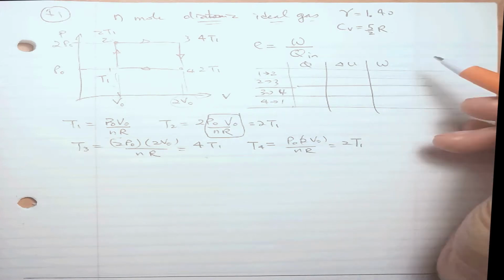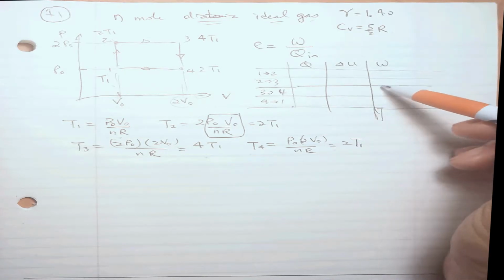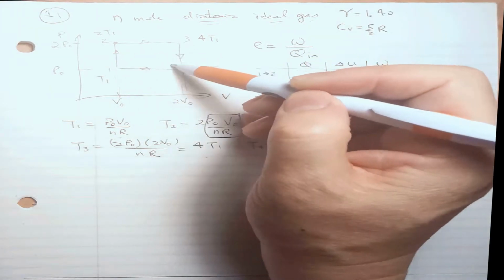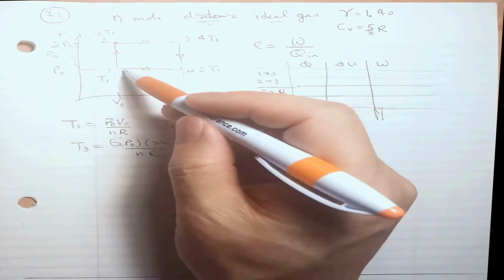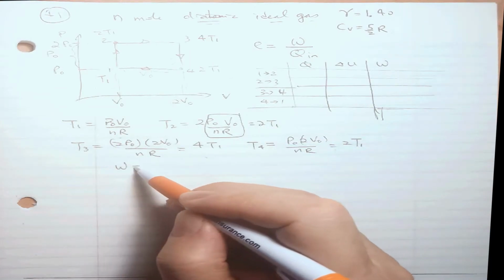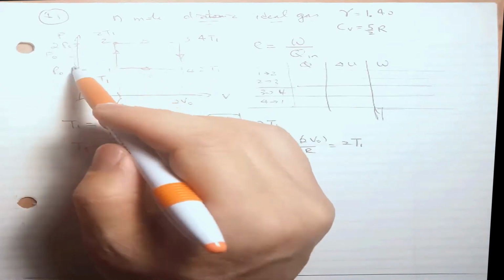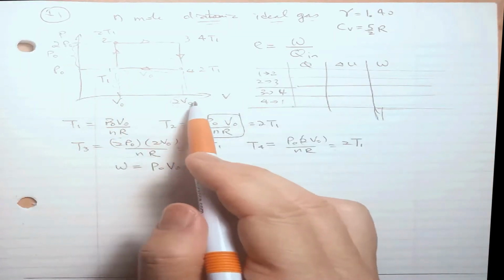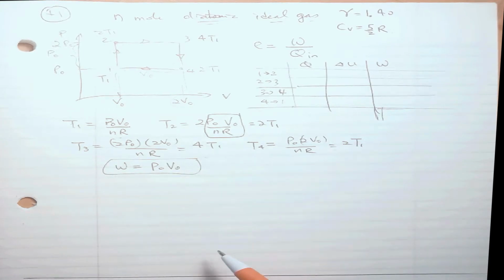Now for the net work, I'm not sure you need to figure out each leg individually, because all you need to know is the area here. But the area is very easy. It's the difference in pressure, which is a single P0, and the difference in volume, which is a single V0. So the work done is simply P0 times V0, because this distance is P0, and this distance is V0, since 2V0 minus V0 is V0. So this will be the work done.